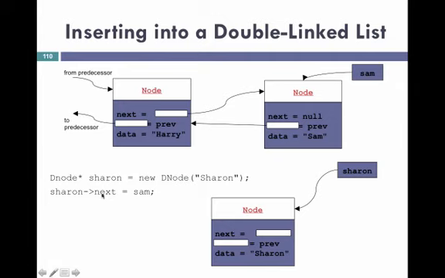Now Sharon arrow next, we set it equal to Sam. So Sam is this local variable, and it points to the Sam node, and we're going to make a copy of that pointer and assign it to next. So now the new node Sharon has a pointer to Sam.